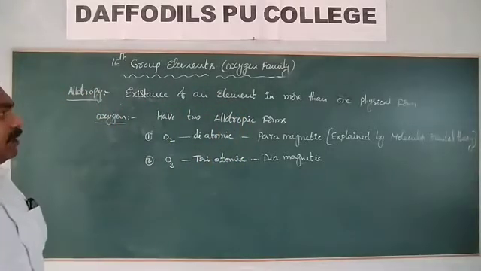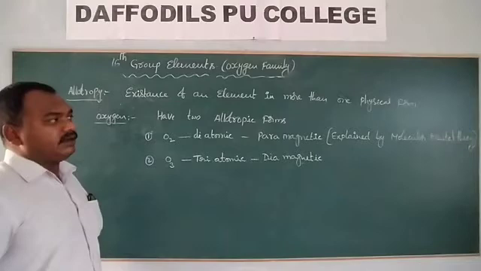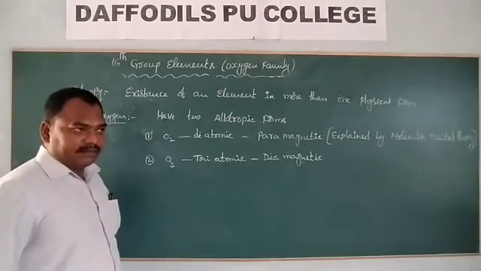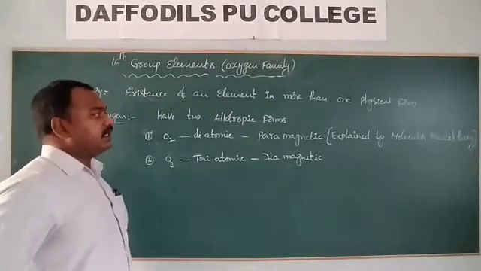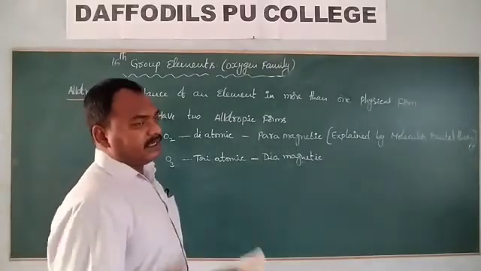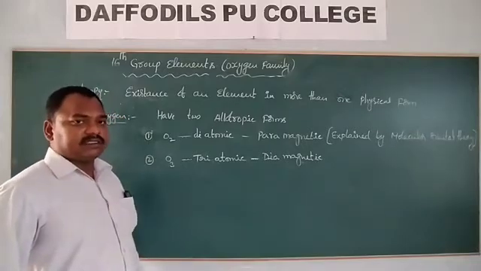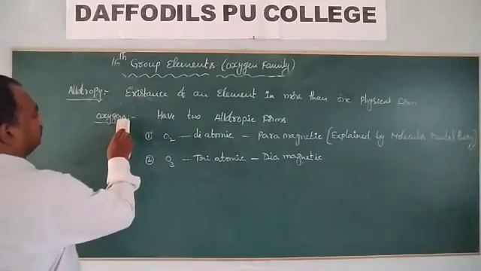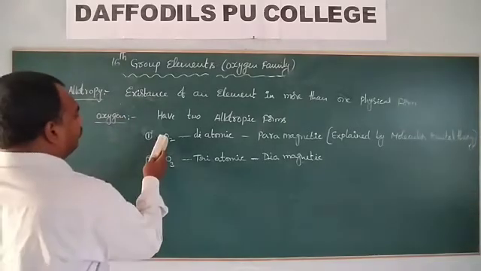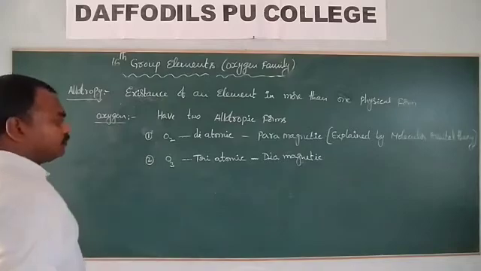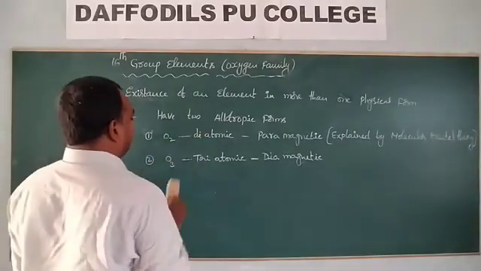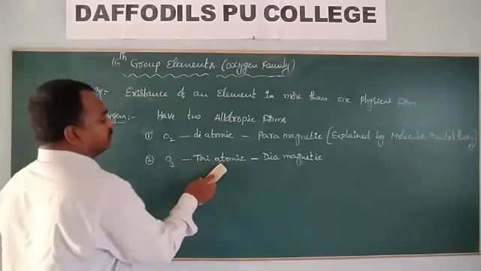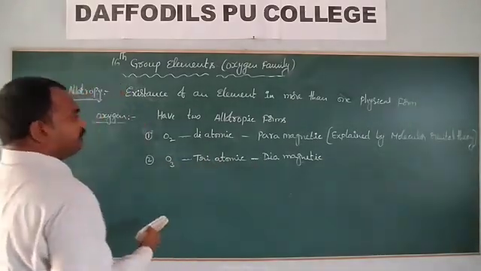So what is allotropy? Existence of an element in more than one physical form is known as allotropy. All the elements exhibit allotropy except tellurium. The first element is oxygen. It has two allotropic forms, O2 and O3. O2 is diatomic and paramagnetic in nature. O3 is triatomic and it is diamagnetic in nature.